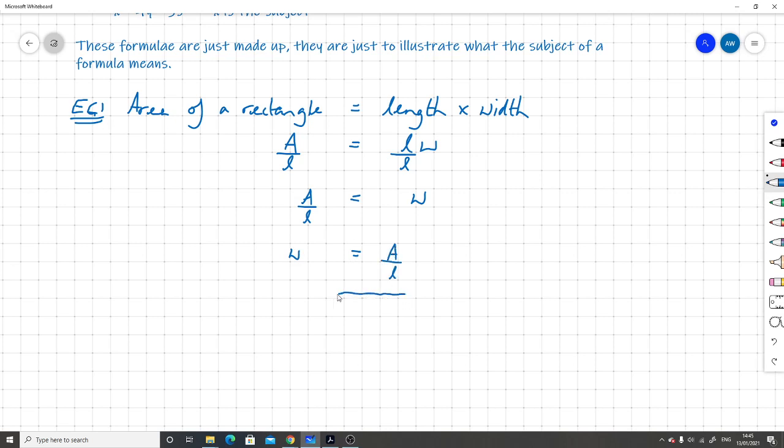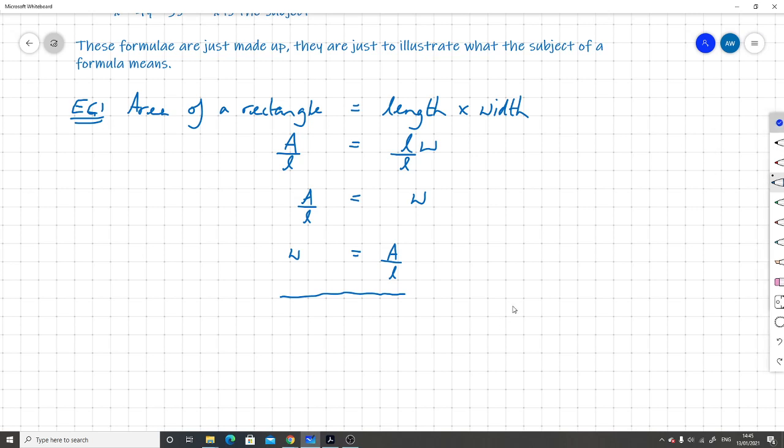So basically W is now the subject of the formula because it says W equals A over L, and so if we knew the area and we knew the length, we divide the area by the length and we'll know the width. Okay, that's the first example. Nice and simple.